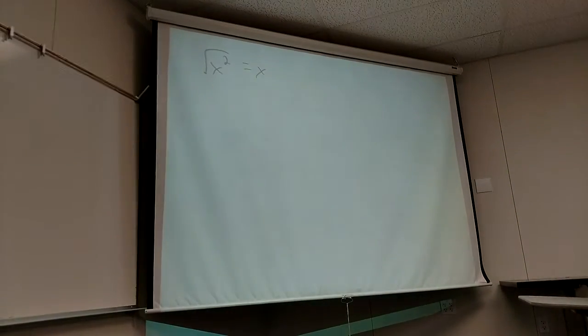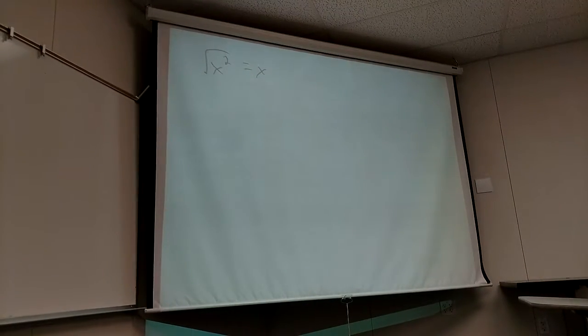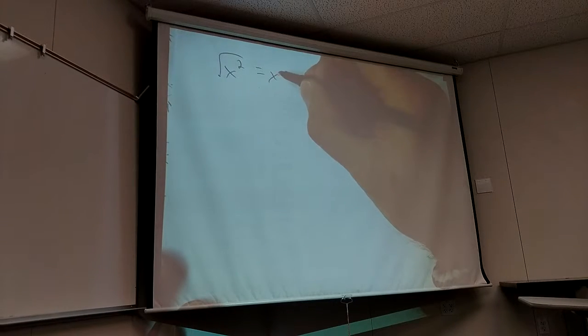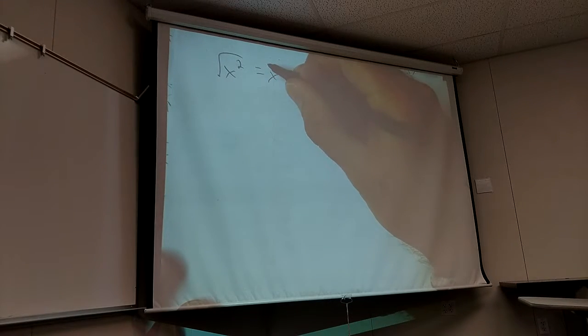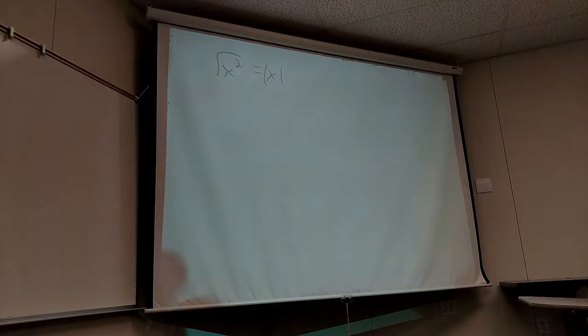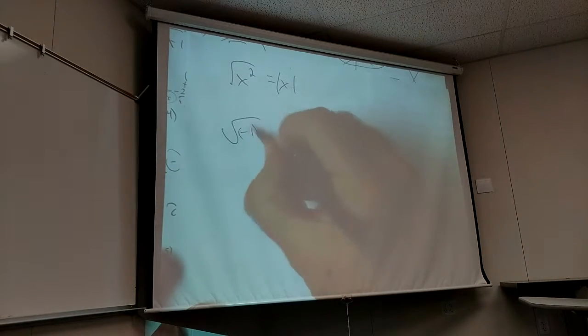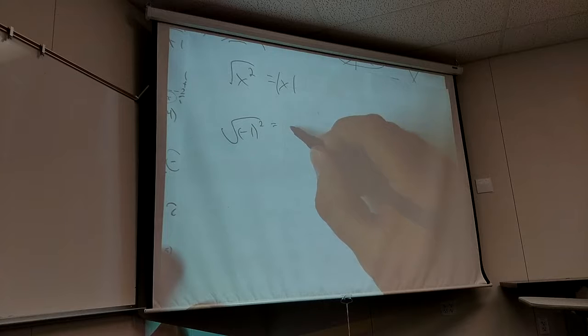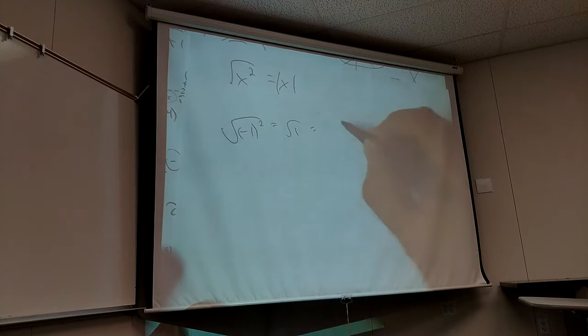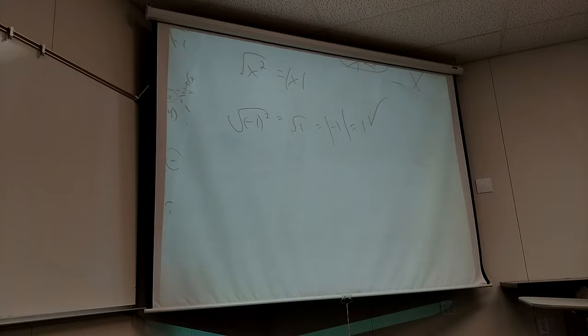So what is the answer to this then? This is where the answer is. Yes, because the answer's got to be positive. Let's check it. What's the square root of negative 1 squared? The square root of 1, which is 1, which is the absolute value of negative 1. So that's when I have to put absolute values, when I don't know what the number is.